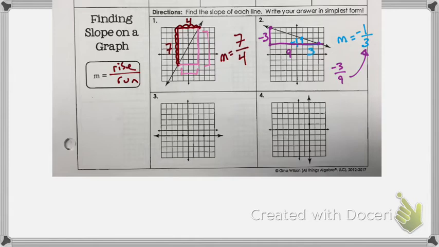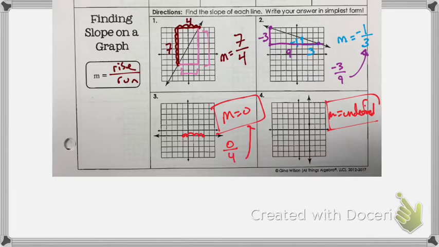And then real quick, 3 and 4, those ones are kind of simple. We've got a slope of 0, and we've got a slope of undefined. Now, let me explain why these work now that we have those ratios in mind. Let's say we go from this point to this point. My rise would be 0, and my run would be 1, 2, 3, 4. And 0 divided by 4 is 0. 0 divided by a number is 0.